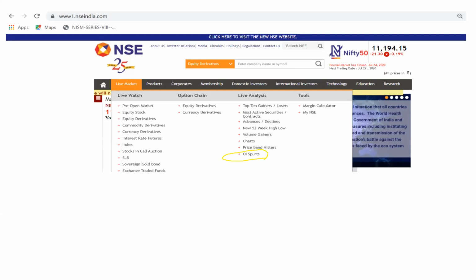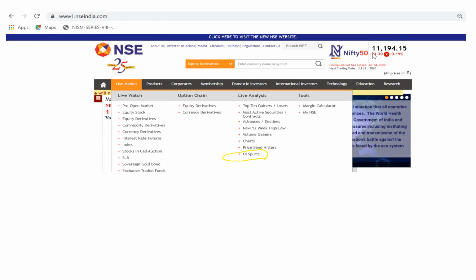Okay, so like I said, how do you see the OI and how do you see the option chain? Very simple. Please go to this site, nseindia.com. If you just type www.nseindia.com, you will have a new website that they have launched, but it is still a little different from the old website. I'm still comfortable with my old website, so I'm using this. For the old website, please go here. This sort of page will open.